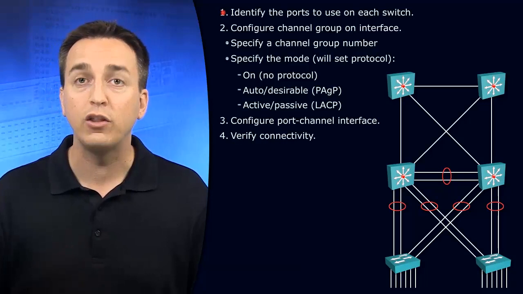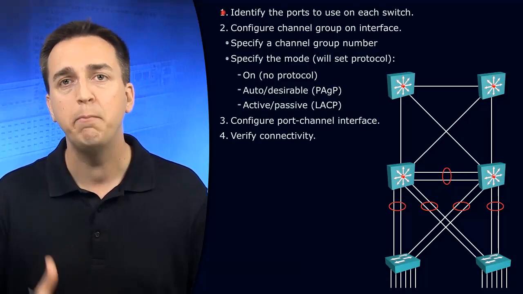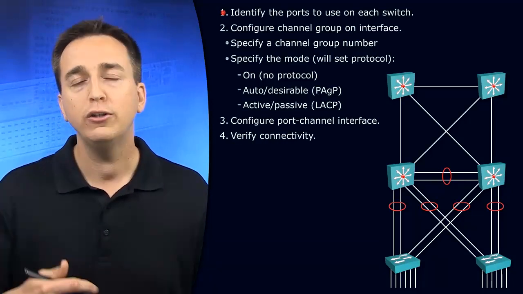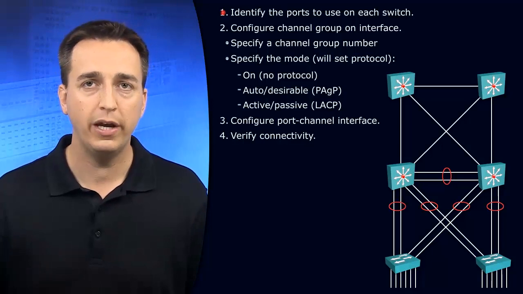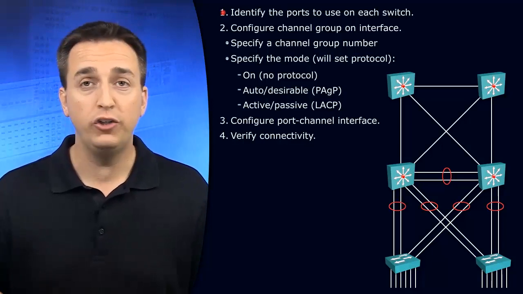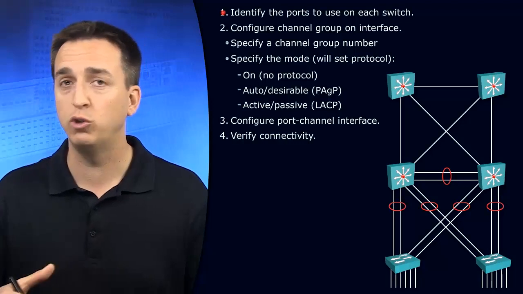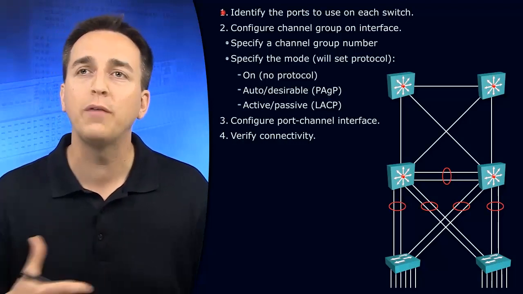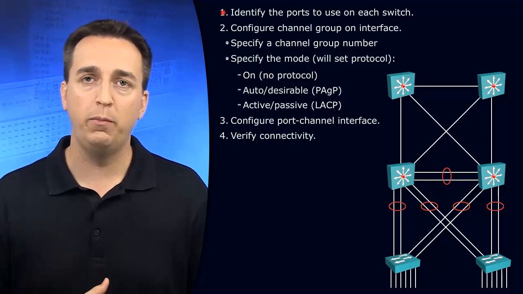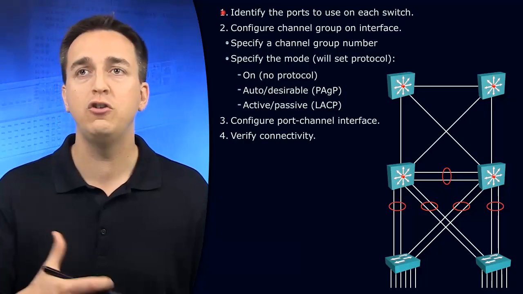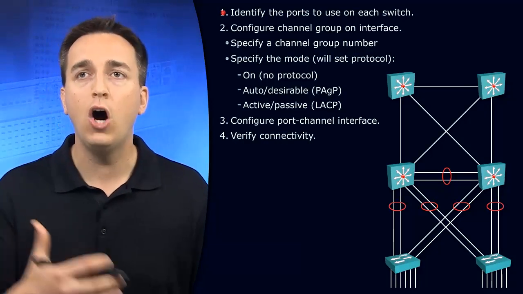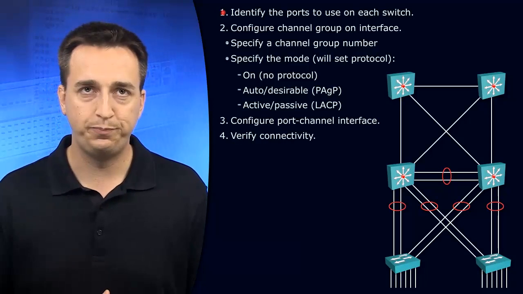In addition to that, the ports do not have to be on the same module. So if you're using a modular Ethernet switch, you could choose a port on module 1 and another port on module 2 and another port on module 4 to be all part of the same EtherChannel bundle. So they don't have to be contiguous and they do not have to be on the same module.